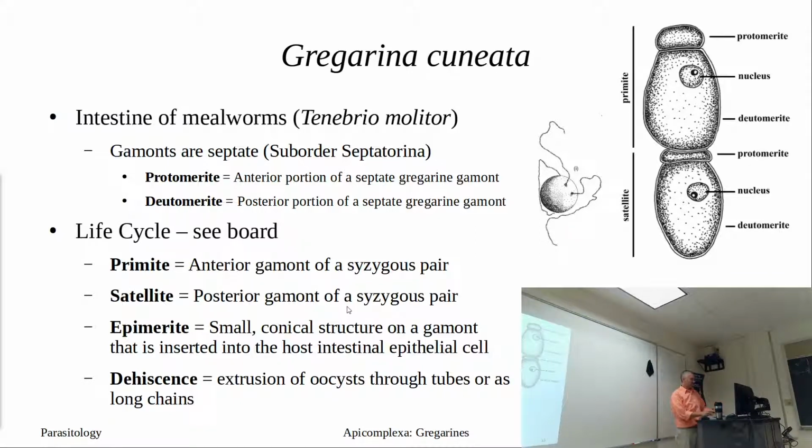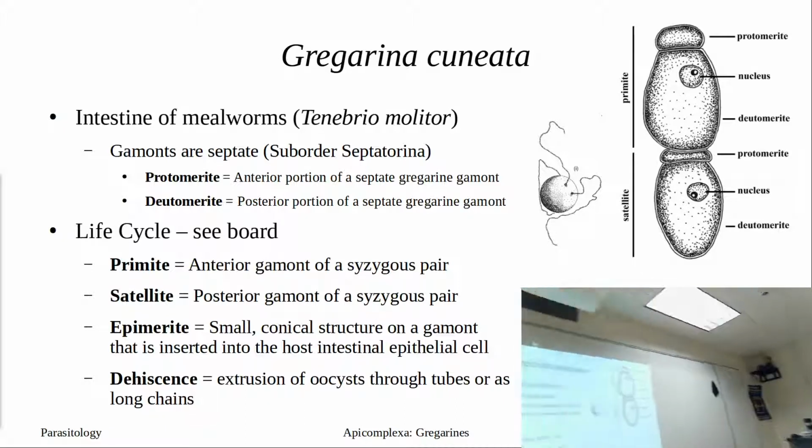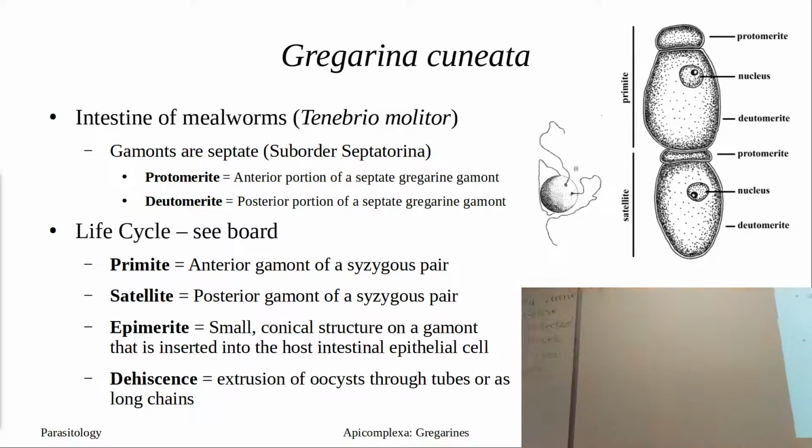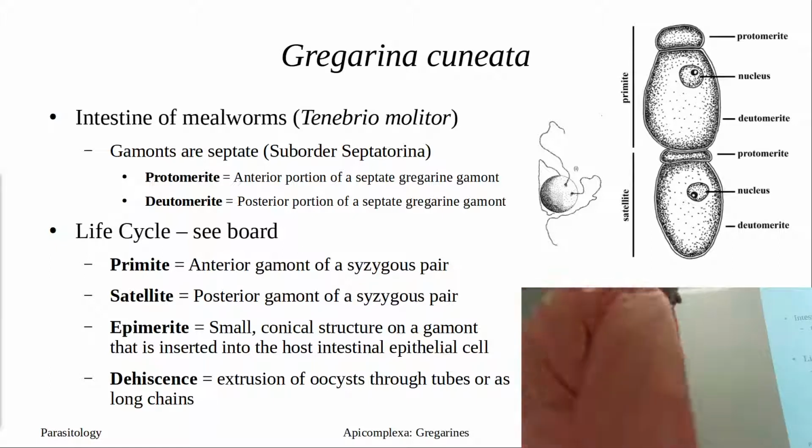All right. So, I'll leave that up. We're going to go over the life cycle. We're not going to see any of them that have an epimerite on them. So we can just kind of imagine what it looks like. We're basically just going to see these gametes on our slides.